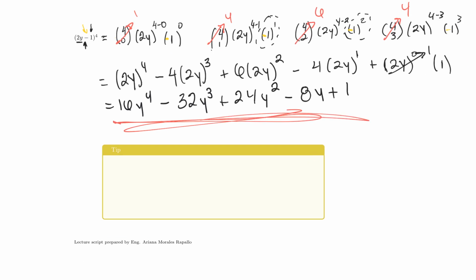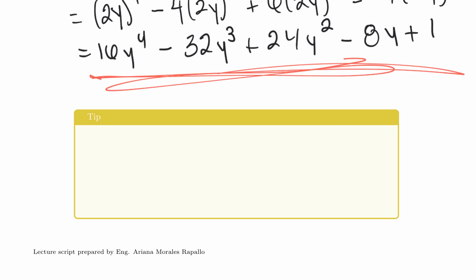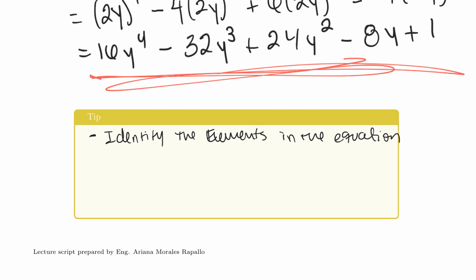Let's look at some tips on how we can expand binomials using the binomial theorem. The first thing you need to pay attention to is to identify the elements in the equation. And where do you have to identify it? You have to identify it in your binomial. So, I mean, what is n, what is p, what is q, what is k. Remember that those are the terms in the binomial expansion equation.